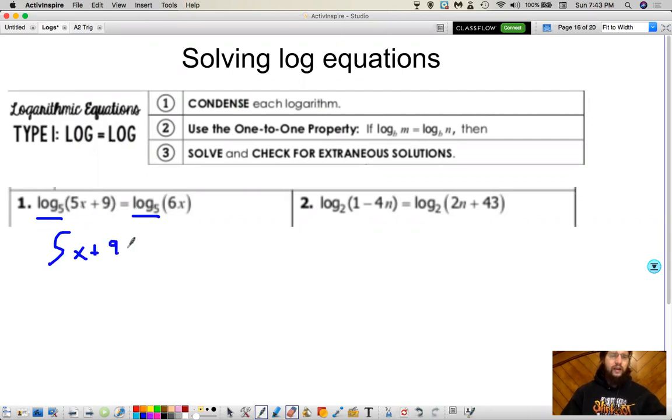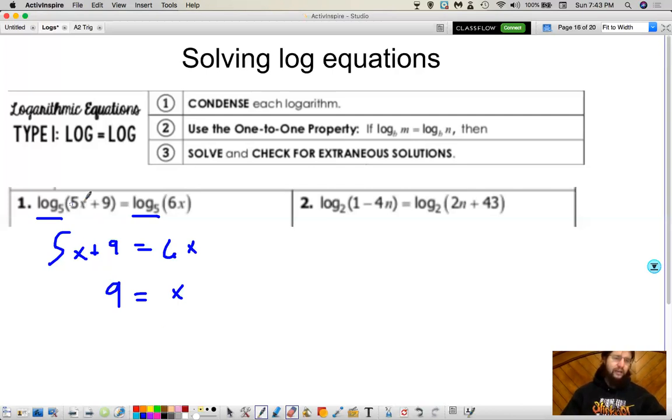Now, one thing to be careful about with logarithms, you always have to check your answer. We're not looking so much for something that we get and then plug in and it looks wrong. We're looking to make sure the argument is positive. We cannot have a negative argument. If we have a negative argument, it just can't happen. It's not in the domain.